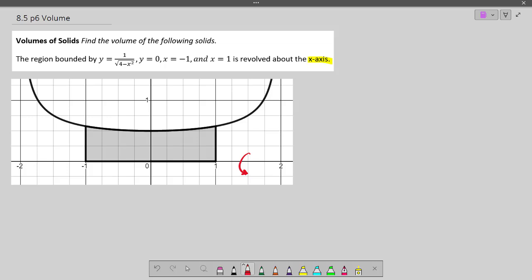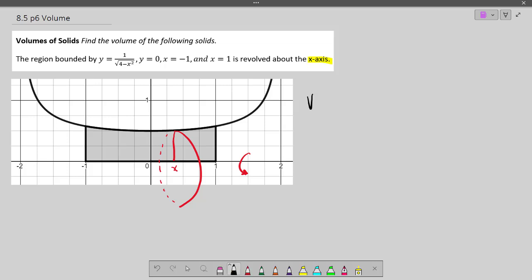Disk. So the natural element would be a vertical element. A horizontal element makes no sense because if you drew it right up here, it would bounce into that curve right there. So that'd be a pain. And then you'd have to isolate x for that thing. You don't want to go there. So this is going to rotate around. It's going to create our representative disk. We're going to integrate all the way across, or we could integrate from 0 over to 1 and double it using some symmetry.